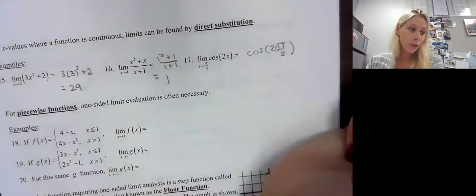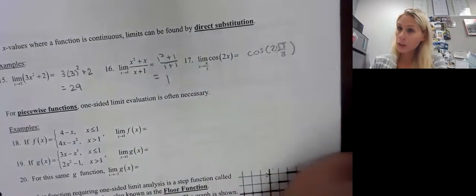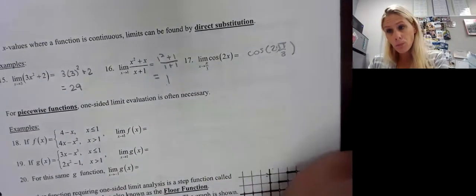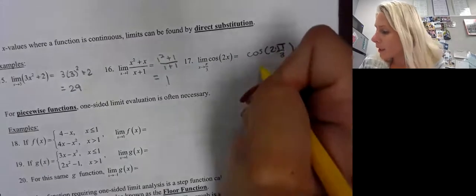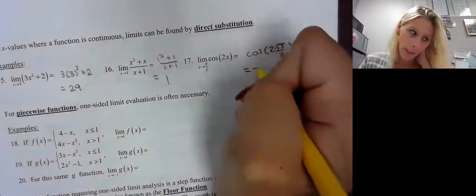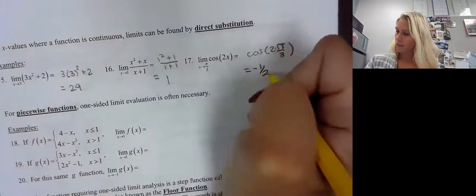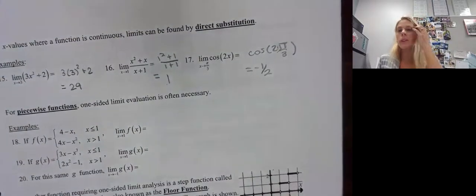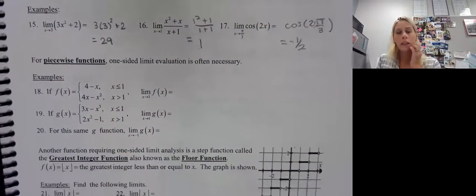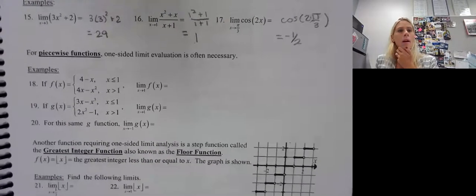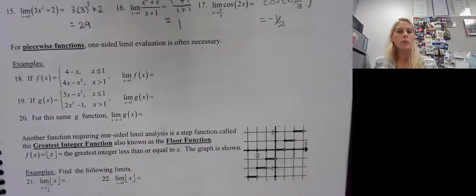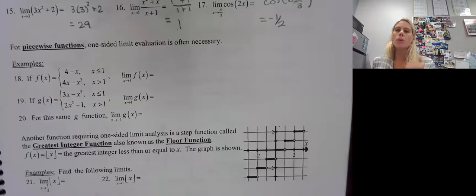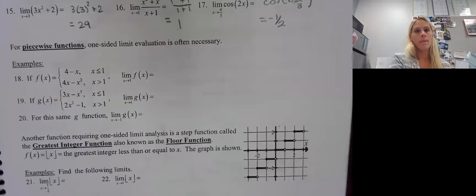Think of your unit circle. If you go to your unit circle, you go to your first part of your coordinate, you would get -1/2. Okay, so direct substitution is usually your first step, always. Now, piecewise. So with piecewise, be careful that you are doing the correct side to it.